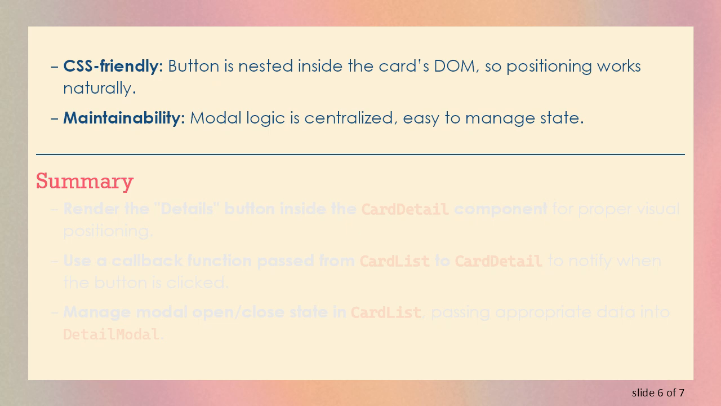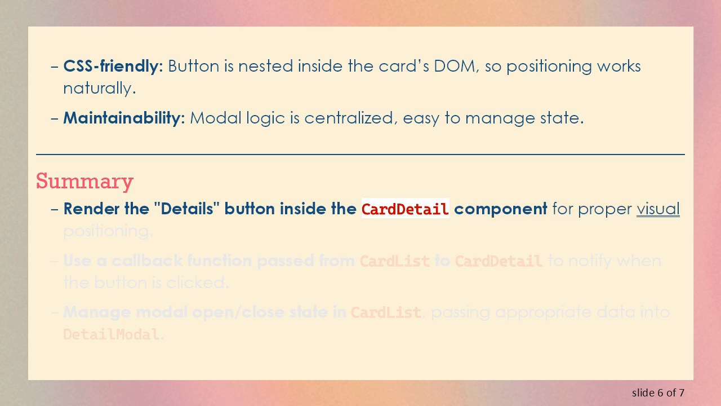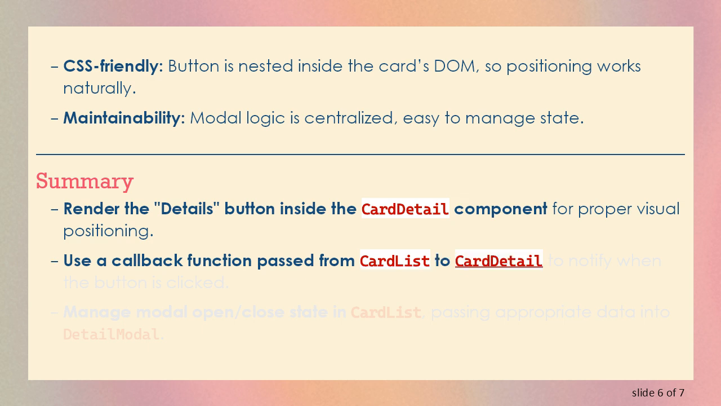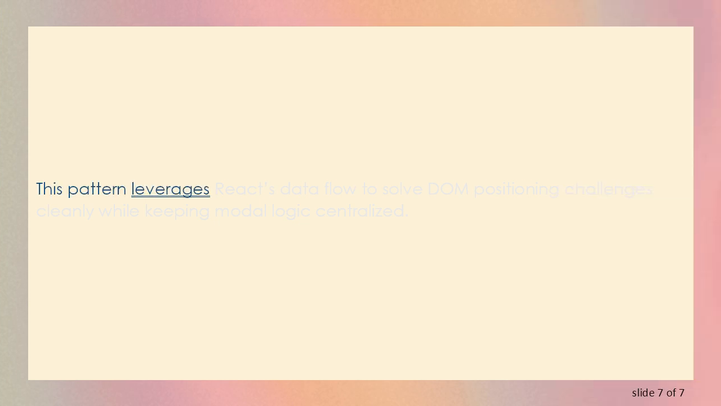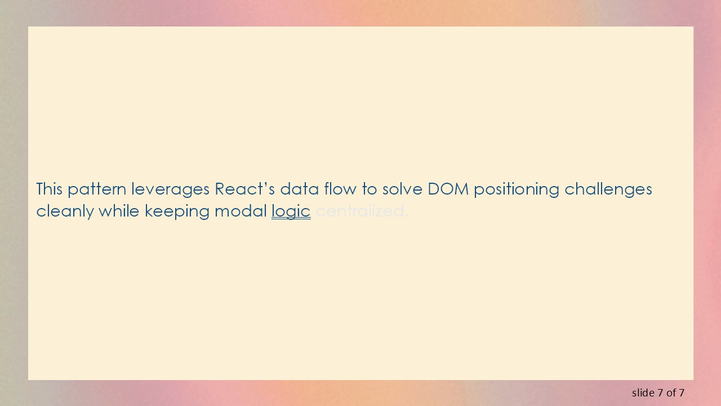Summary. Render the Details button inside the CardDetail component for proper visual positioning. Use a callback function passed from CardList to CardDetail to notify when the button is clicked. Manage modal open/close state in CardList, passing appropriate data into DetailModal. This pattern leverages React's data flow to solve DOM positioning challenges cleanly while keeping modal logic centralized.